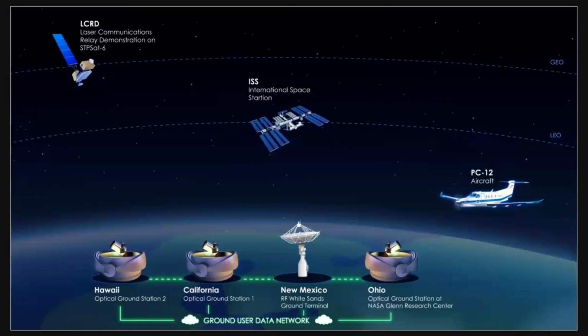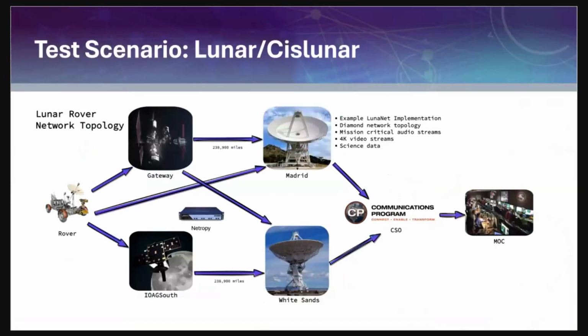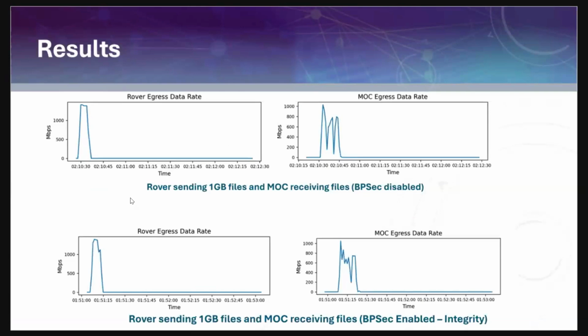And the results show that without BPSec, the first picture shows the rover sending 1 GB files and the MOC receiving the files with BPSec disabled, and the second shows the same result with BPSec enabled with integrity. We could see that the data rates are close in the case with and without BPSec.